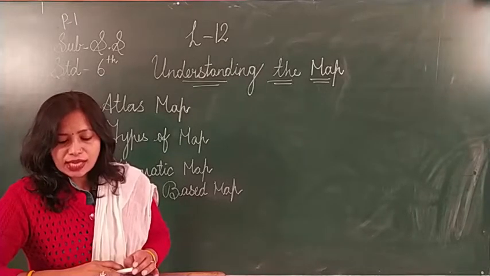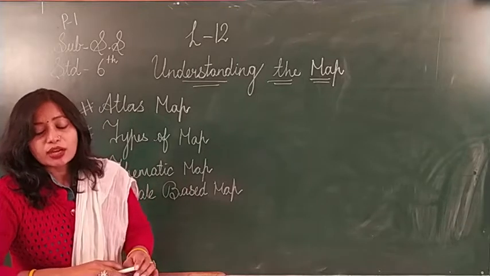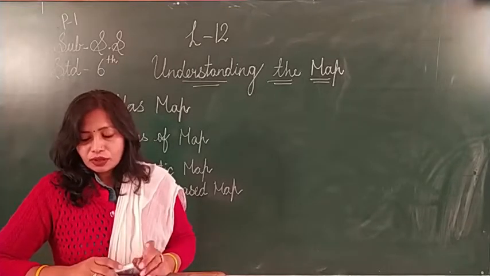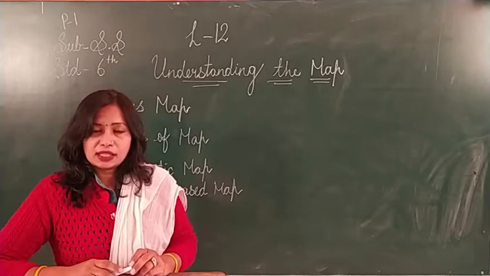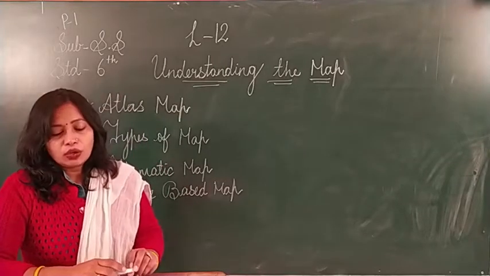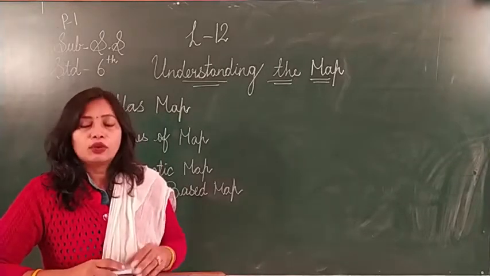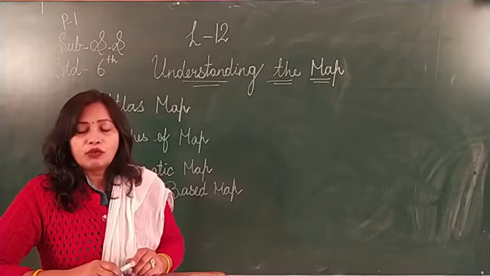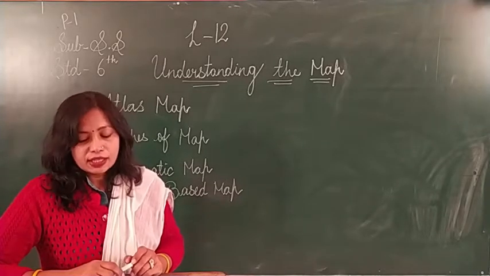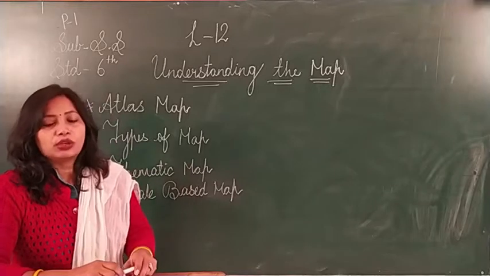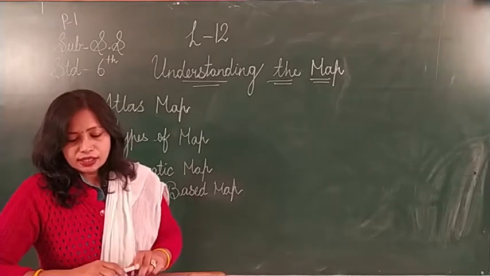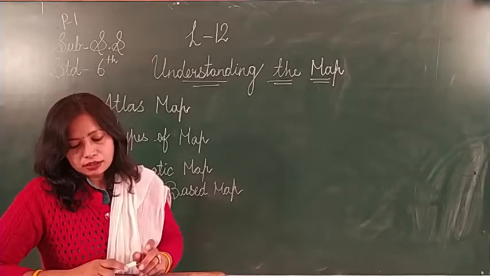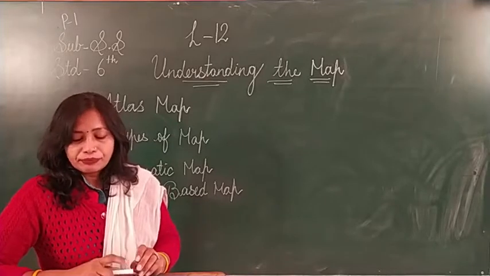Today, in the age of science and technology, you can reach any place in the world with the help of GPS. So GPS, as we know, is there in our mobile phone. GPS full form is Global Positioning System. So now let us understand the map in this chapter.